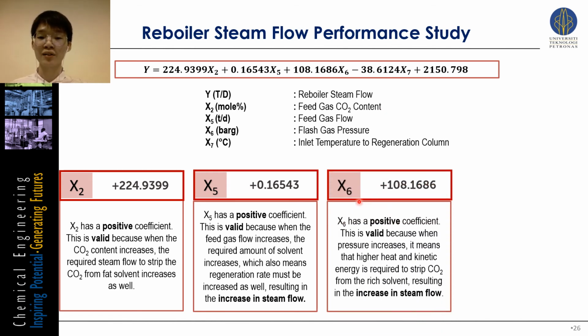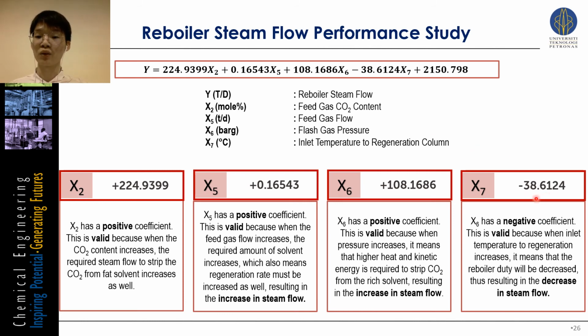And next, we have x6, the flash gas pressure. We know that our regeneration column is operating at a low pressure and high temperature. If the pressure inside this column is higher, which means x6 increases, we require higher steam flow to compensate for this high pressure in order to allow the CO2 to be stripped off from the solvent. And next, x7 has a negative correlation, and it is valid because if the inlet temperature of the regeneration column increases, your reboiler duty will decrease, and thus the reboiler steam flow decreases.